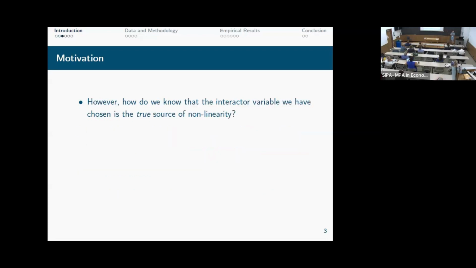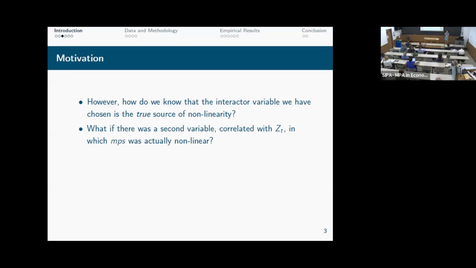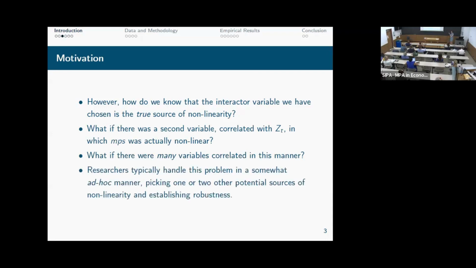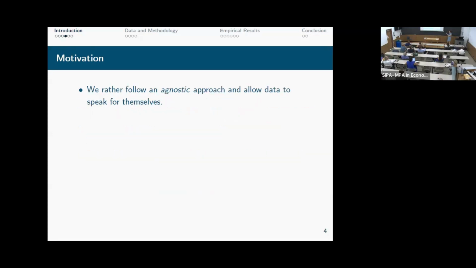However, how do we know that the interacting variable that we include in the regression is the true source of nonlinearity? What if there was a second variable correlated with Z_t, and the effect of the MPS is actually nonlinear in that variable and not Z_t? And what if there were many variables correlated in this manner? How can we tackle this problem in that setup? Researchers typically handle the problem by selecting a variable and interacting it with the monetary policy shock before starting the analysis. Different from them, we will follow an agnostic approach and allow the data to speak for themselves.